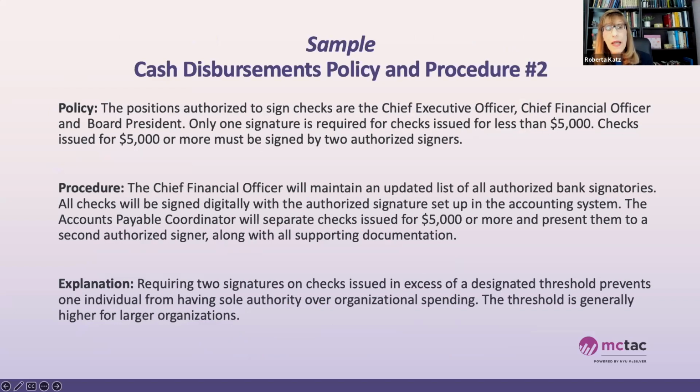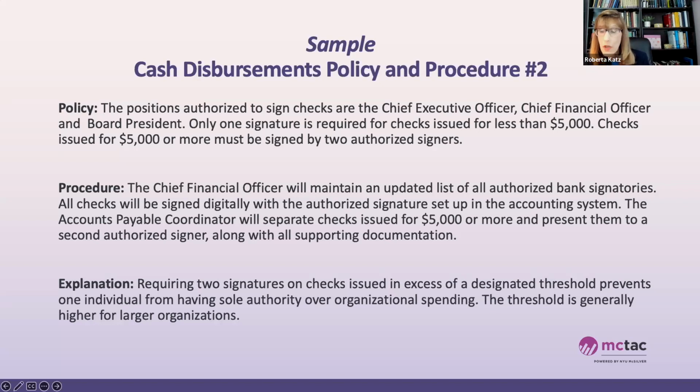This policy states that the positions authorized to sign checks are the Chief Executive Officer, Chief Financial Officer, and Board President. Only one signature is required for checks issued for less than $5,000. Checks issued for $5,000 or more must be signed by 2 authorized signers. Procedures state the Chief Financial Officer will maintain an updated list of all authorized bank signatories. This is important because individuals might have left or joined the organization and they are bank signers, so it's important to keep an updated list.